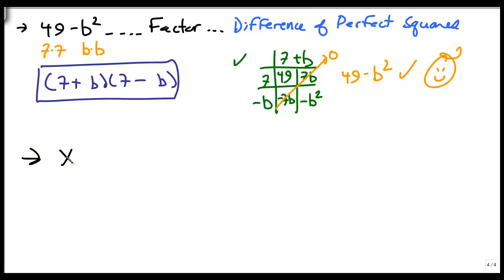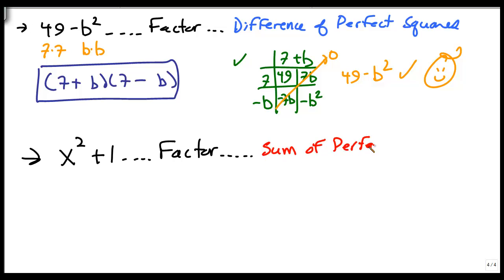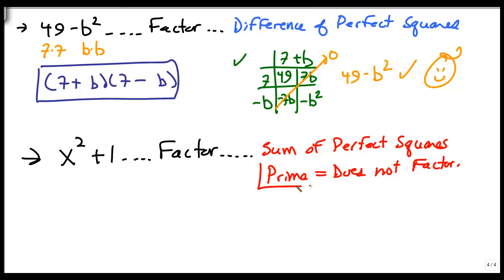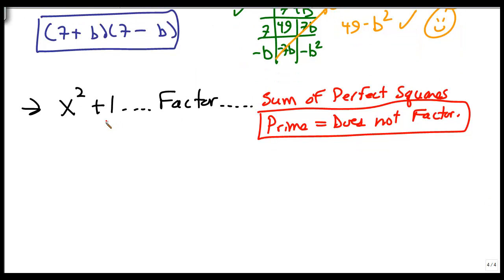Let's go ahead and try x squared plus 1. And our rule is to factor. Now this is not the difference of perfect squares. If you notice, we have a plus sign here. This is the sum of perfect squares. Now right away we need to remember sum of perfect squares means prime, does not factor. Okay, so that's our answer. This is prime, does not factor. But what if we thought it factored? What if we tried to make something of this?